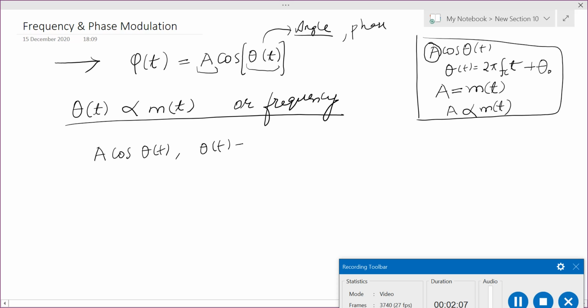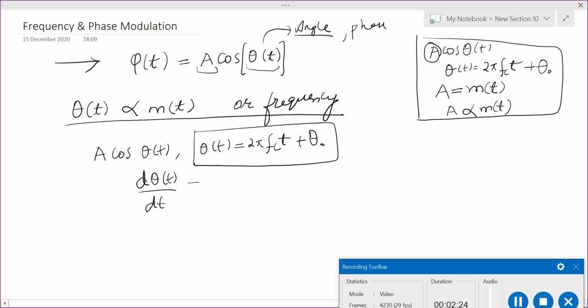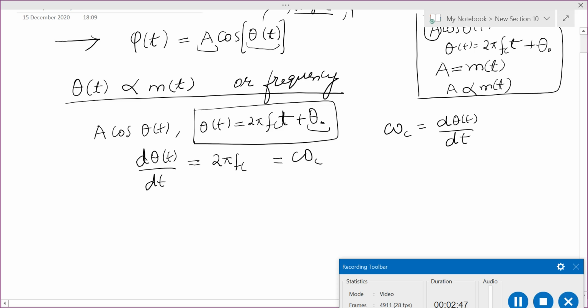Okay, so this type of modulation where we vary this phase or angle with message signal is called angle modulation or frequency and phase modulation. So now suppose you take theta of t as 2 pi fc t plus theta naught, then we know that if you want to get frequency out of this theta of t, what will you do? You will differentiate, d theta of dt, and you will get 2 pi fc. 2 pi fc is the angular frequency, so derivative of angle of cosine or derivative of phase is equal to omega c. So this has a fixed frequency, so omega c is equal to d theta upon dt, and it is also equal to 2 pi fc, right? So we can say that fc is equal to 1 over 2 pi d theta upon dt, right?